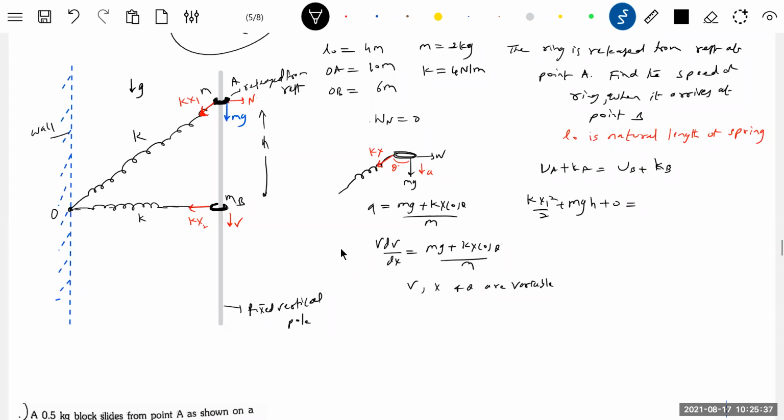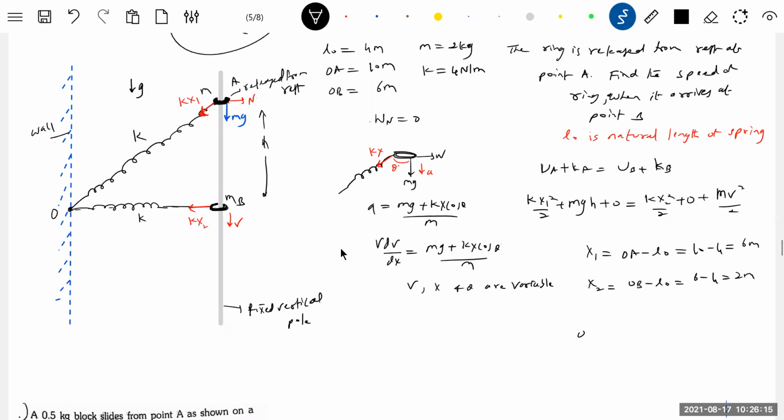So what is the elastic potential here? kx2 square by 2, the gravitational potential is 0, and the kinetic energy is what we need. Do we know x1 and x2? What is x1? x1 should be equal to OA minus L naught, 10 minus 4, 6. Do we know x2? x2 is how much? OB minus L naught, 6 minus 4, 2 meters. Both are elongations only. We don't know h.